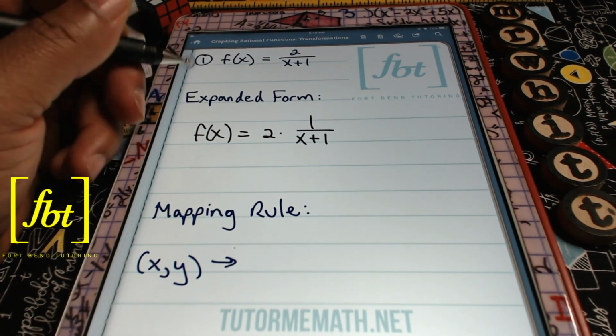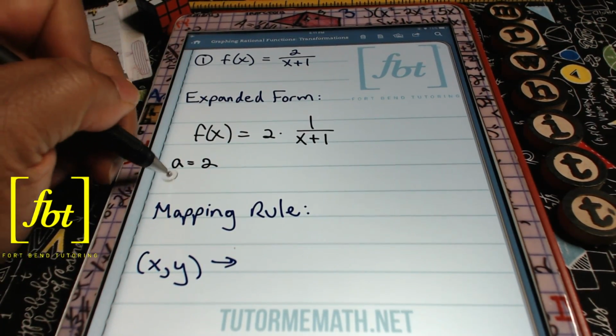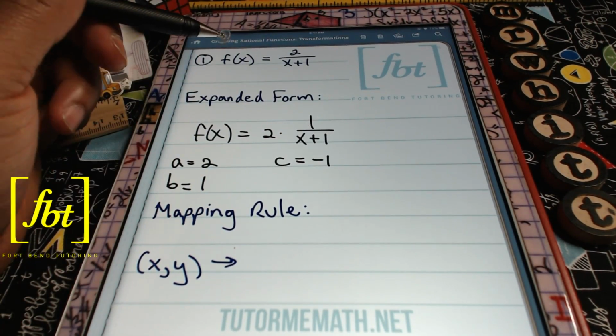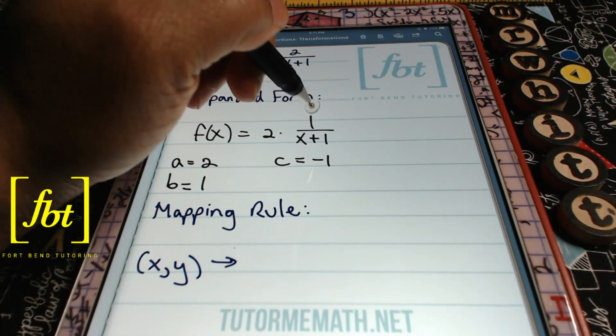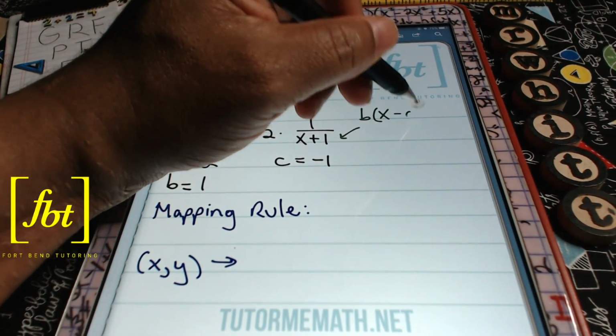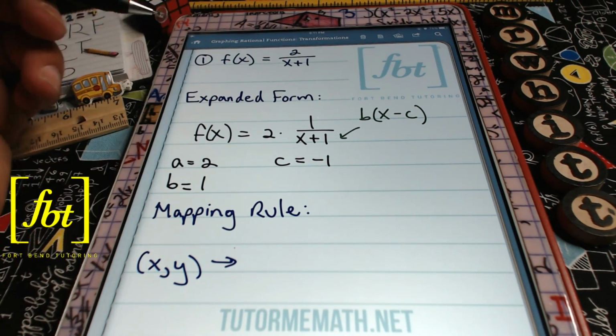Matter of fact, let's go ahead and write those things out. My value of a is 2. My value of b is 1. My value of c is -1 because it's going to be the opposite of this value. Recall that our denominator here could be expressed in the form of b times x minus c. It is this c value that we'll need to find the opposite of in order to find out what that value is.